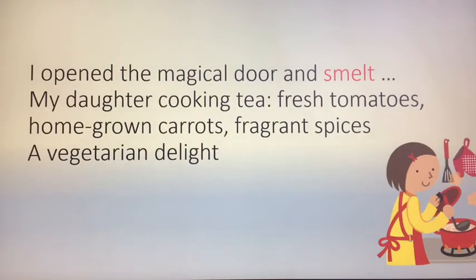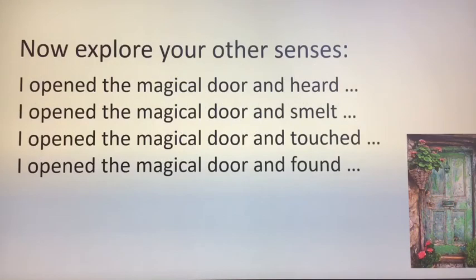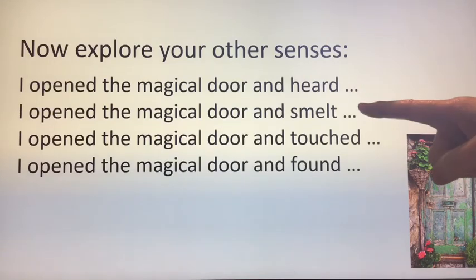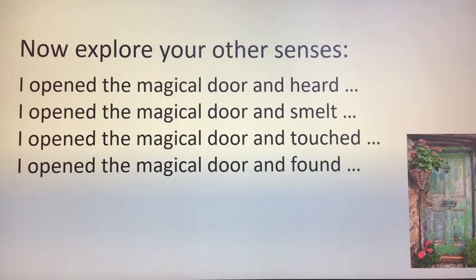In my next example, I've used my sense of smell. And during the first lockdown, my daughter moved back home and she absolutely loves cooking, which was brilliant because she cooked every night. This reminds me of her. I opened the magical door and smelt my daughter cooking tea, fresh tomatoes, homegrown carrots, fragrant spices, a vegetarian delight. Stop the video now and write 2 or 3 more verses using a different sentence starter.